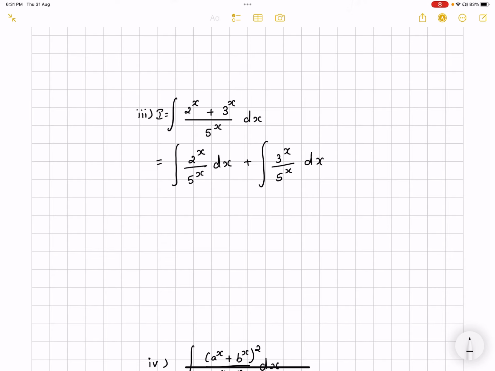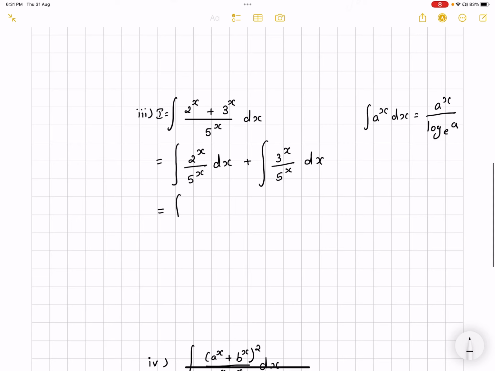The formula is going to be the same thing which I'm going to use. Integral a to the power x dx is equal to a to the power x divided by log base e of a. This is what I'm going to use. But you would be thinking, we have 2 by 5, so how are we going to use it? It's simple. I'm going to consider 2 by 5 whole to the power x.